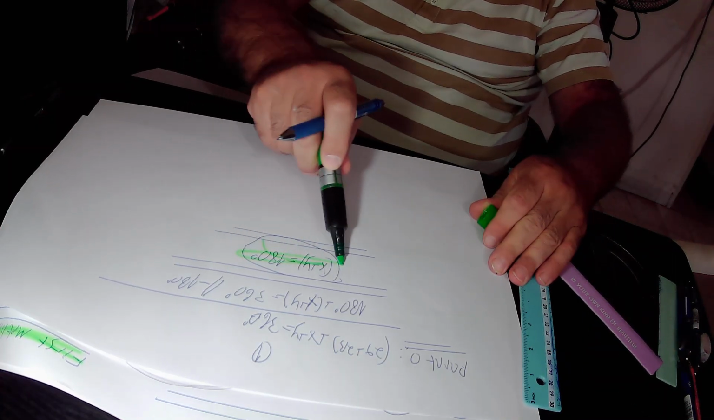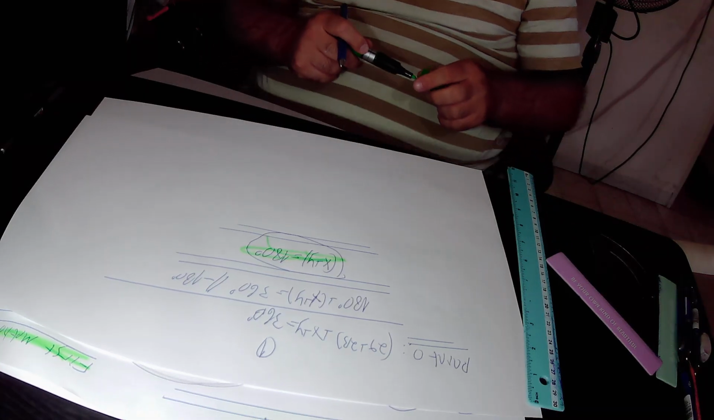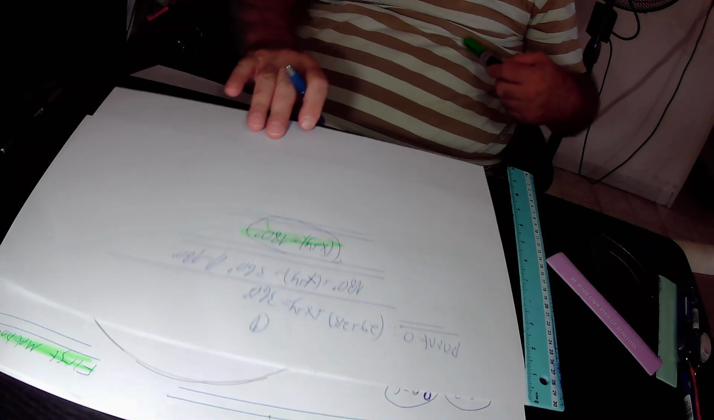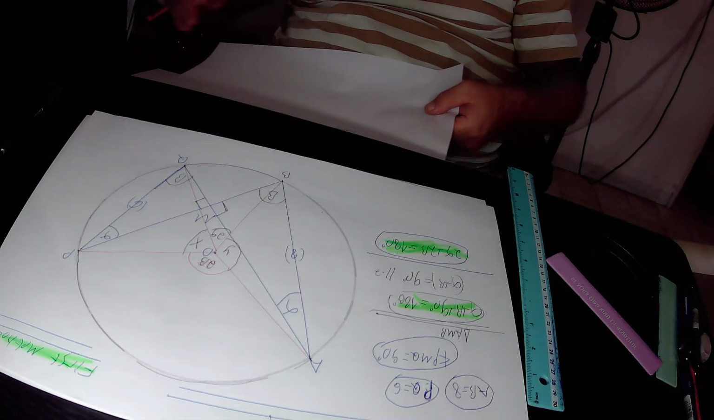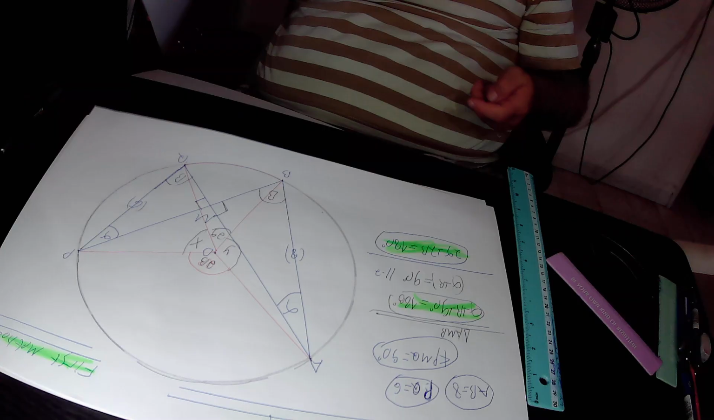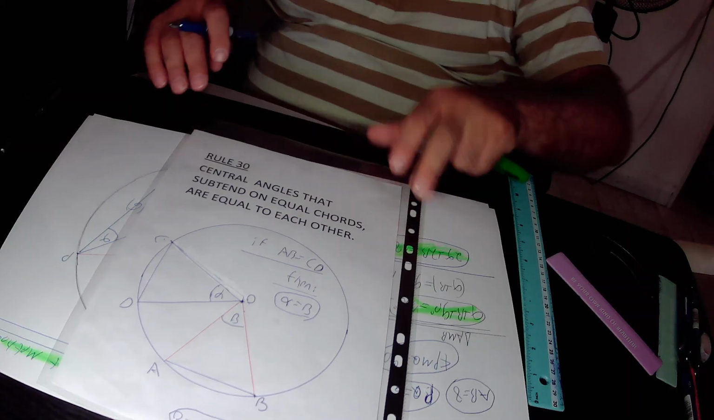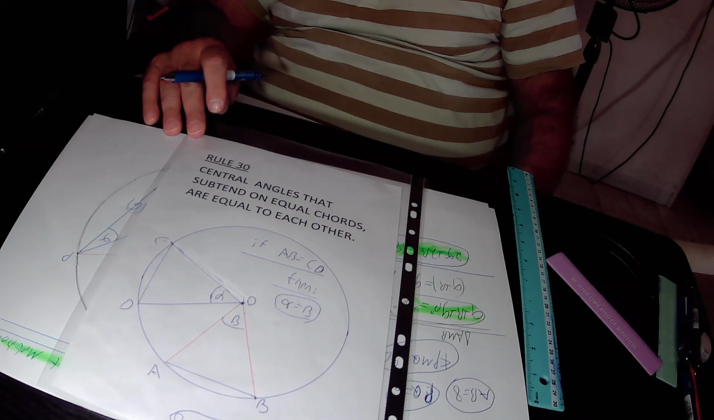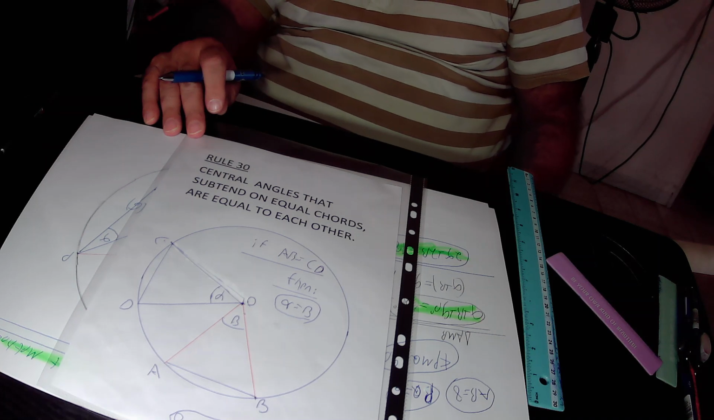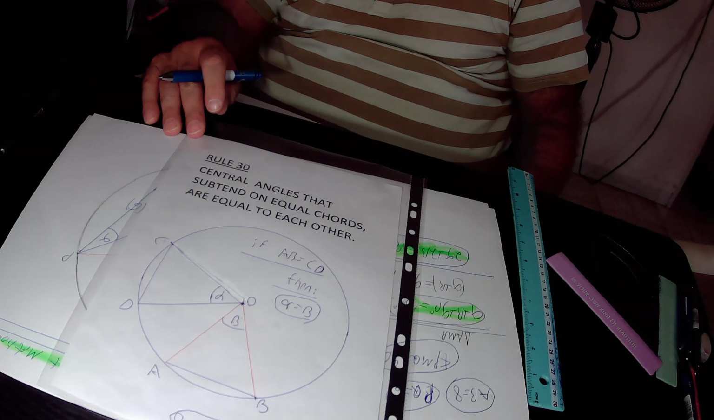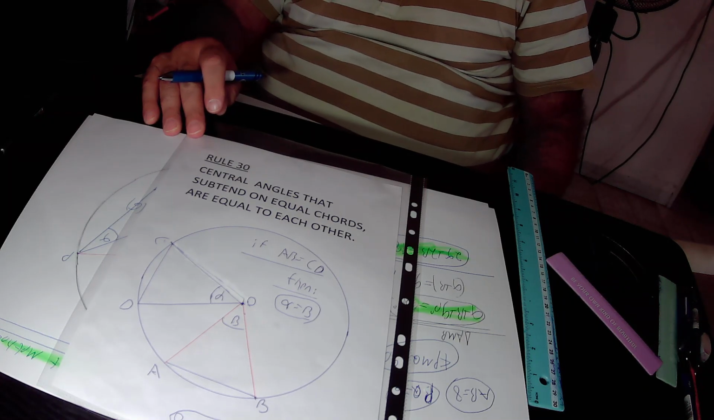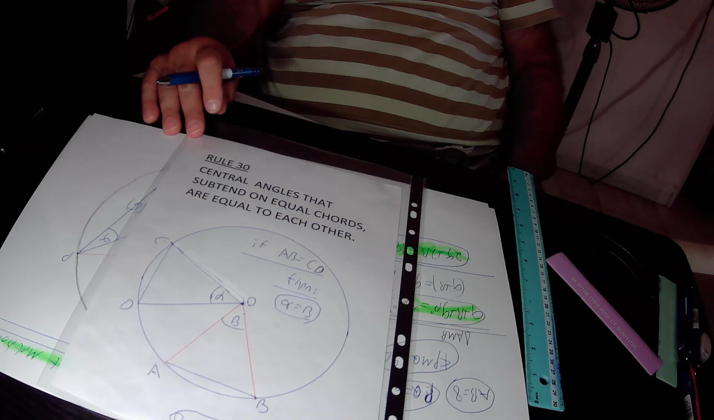In the next step, I will present to you rule 30, and we will implement rule 30 in our drawing. According to rule 30, central angles that subtend on equal chords or equal arcs are equal to each other.